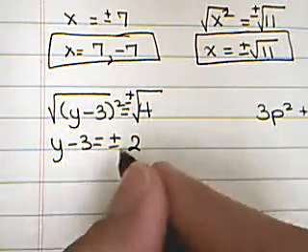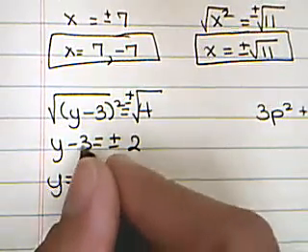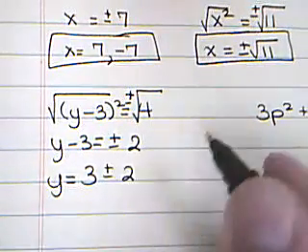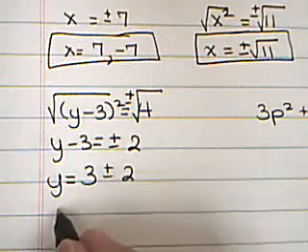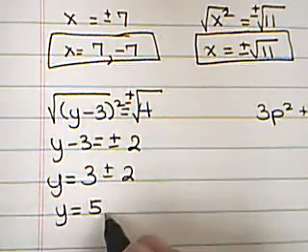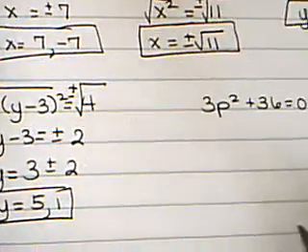So we need to add 3 to both sides because we need to solve for y, the variable. So this negative 3 becomes a positive 3 when we add it to the right-hand side, so we still have plus or minus 2. We can actually add and subtract this, so we have y equals 3 plus 2, which is 5, and 3 minus 2, which is positive 1, and still having two answers.